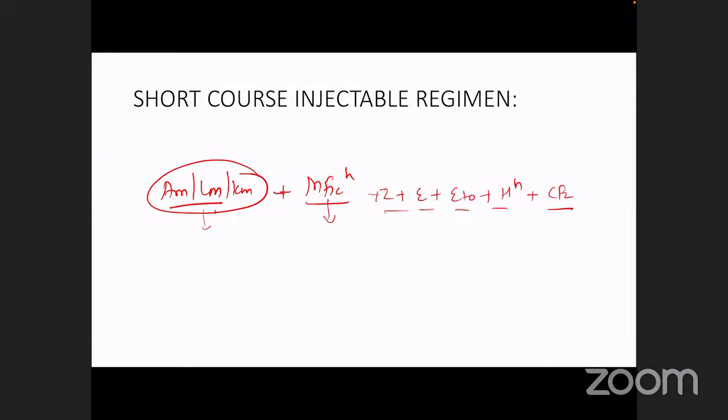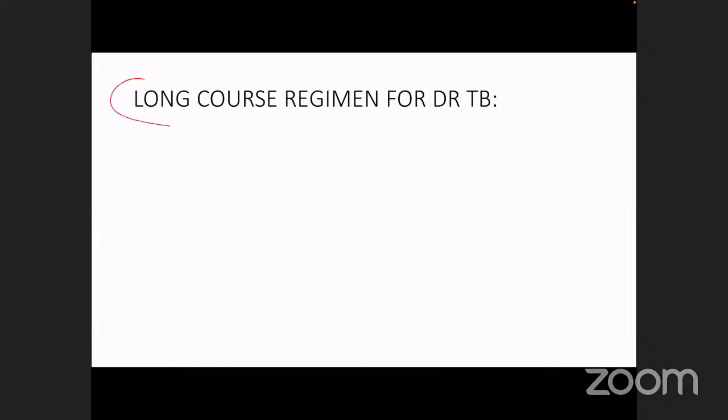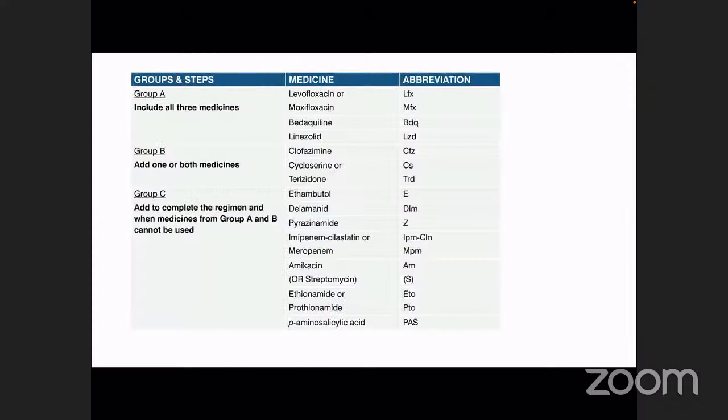That is, no resistance to fluoroquinolones, and no exposure to the agents being used for more than a month. Okay. So now the main thing, the long course regimen. Now this is a very practical thing. We have this table in front of us. How do you make your own regimen for drug resistant TB?